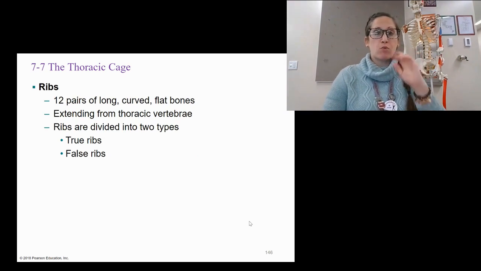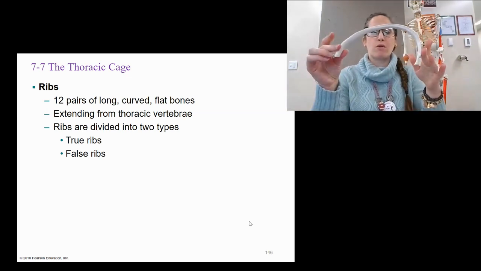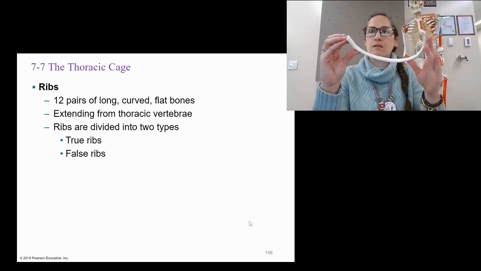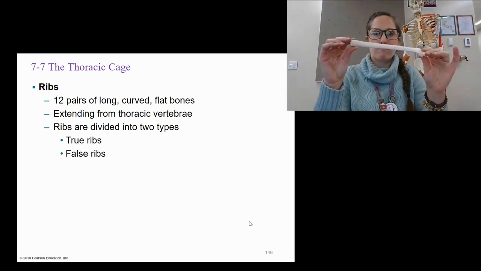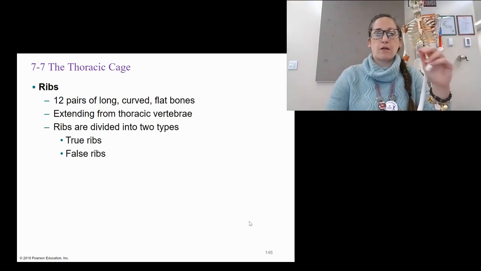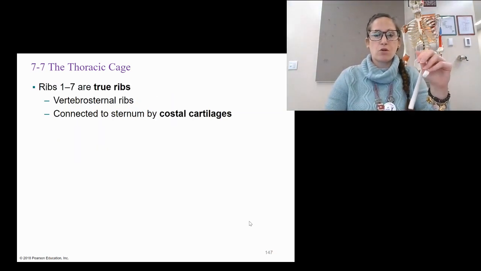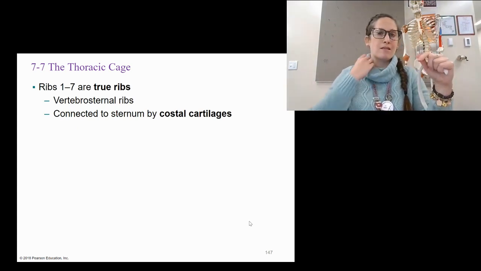So in terms of our ribs, what you need to know about ribs, there are 12 pairs. Ribs come in a variety of sizes. So I've chosen what most likely is probably our 9th or 10th pair of ribs. And there are two main categories. There are true ribs and false ribs. And so these divisions are noted on your bones list. So it's important that you recognize the difference.